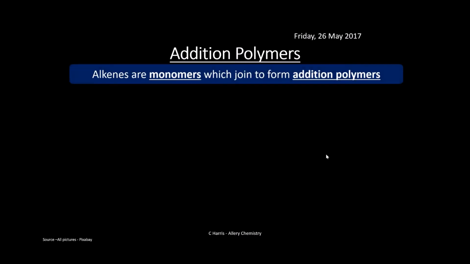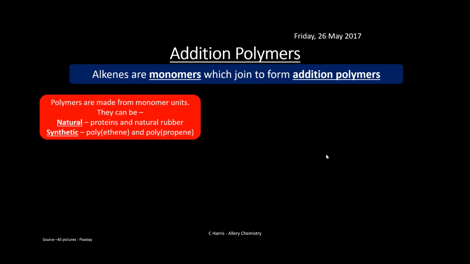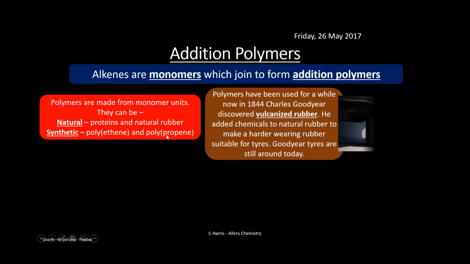Okay, so addition polymers. A lot of alkenes are used to make polymers. So alkenes are monomers and they join to form addition polymers. So we add them together. Polymers are made from monomer units and they can either be natural, which means we're using things like proteins or natural rubber, or synthetic, for example polyethene and polypropene. So these are examples of synthetic polymers.